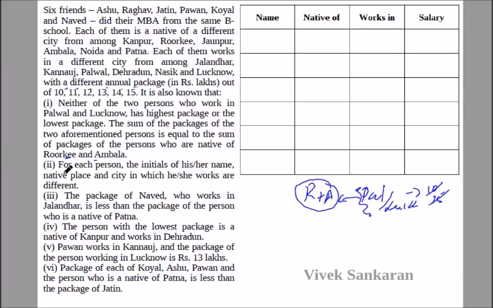For each person, the initials of his or her name, native place and city where he works are different. So basically Raghav cannot be from Roorkee. Similarly, a person working in, say, Kanpur cannot be working in Kannauj. Similarly, this Pavan guy cannot be from Palwal. So any of these is not possible.